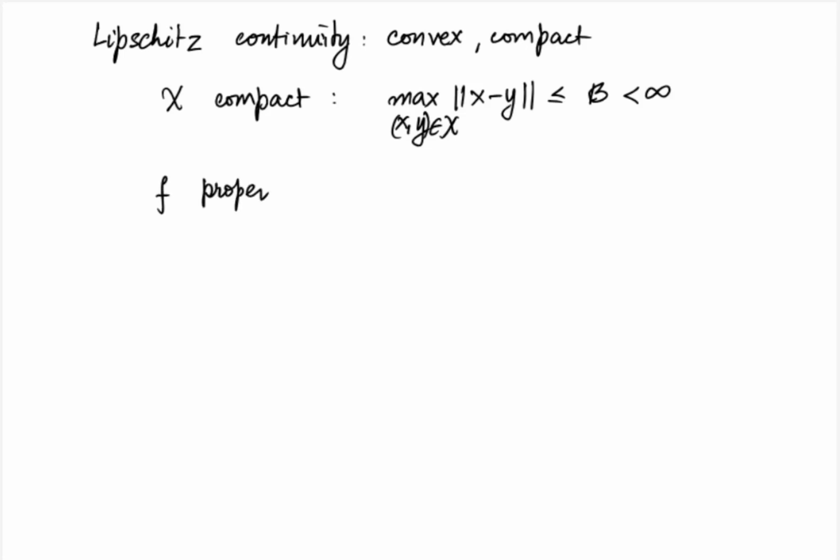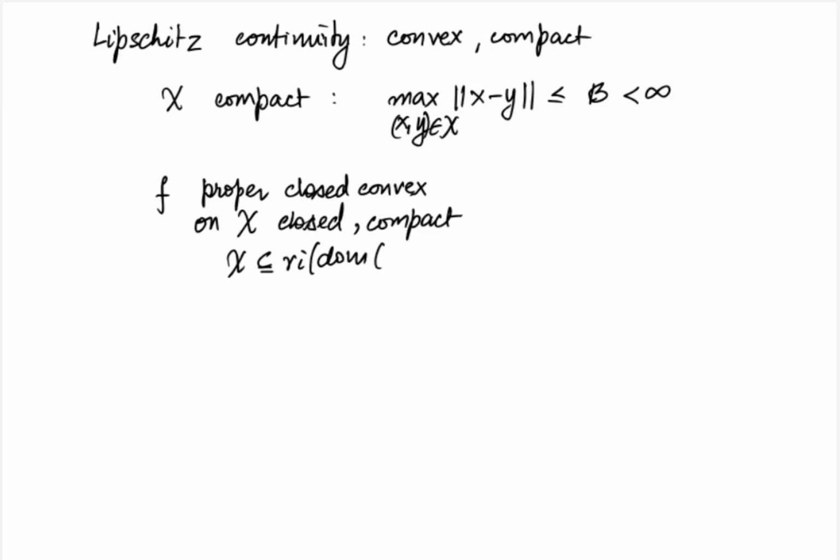Suppose that f is a proper closed convex function on a closed compact space X that lies in the relative interior of the domain of f. Then f is Lipschitz continuous. This is an interesting result as it allows us to infer Lipschitz continuity of a function based on its convexity. Let us take a look at some examples.